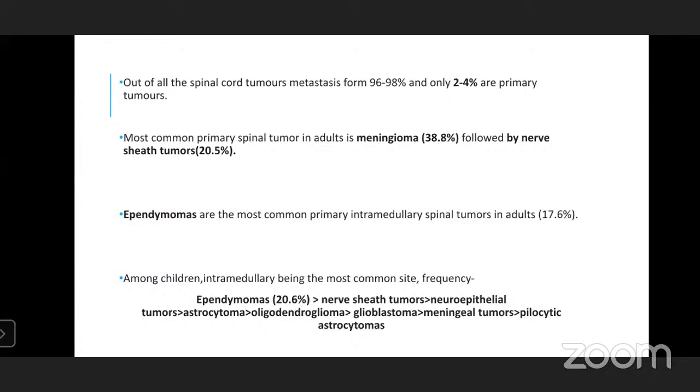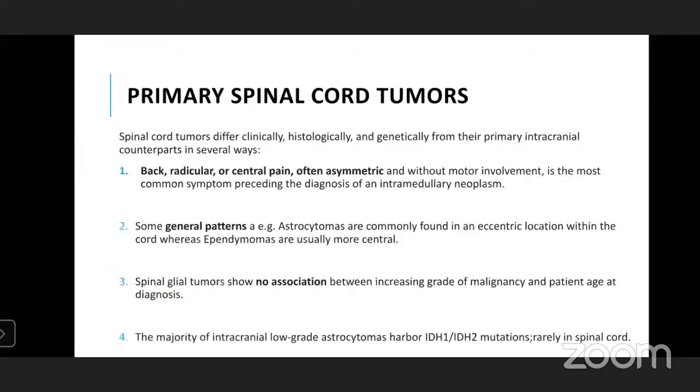Primary spinal tumors resemble their cranial counterparts clinically, histologically, and genetically in several ways. For example, back pain, radicular or asymmetric and without motor involvement, is most leading to the diagnosis of an intramedullary neoplasm. There are some general patterns seen. Astrocytomas are more eccentric, while ependymomas are more central. Spinal tumors show no association between increased grade of malignancy and patient age at diagnosis. And the majority of intracranial low-grade astrocytomas harbor IDH1 and 2 mutations, which is rarely seen in spinal cord.